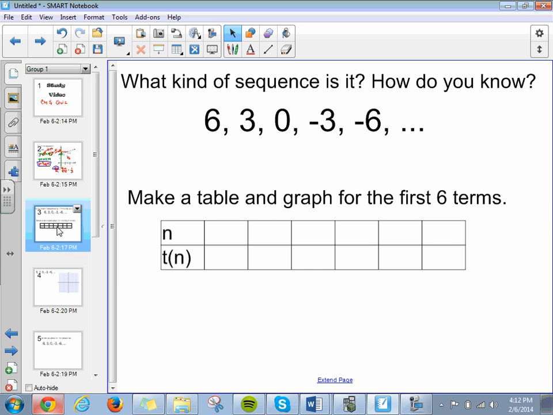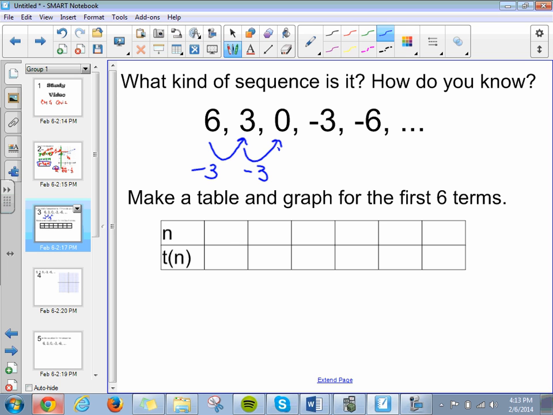Moving on to the next one, here's where we start bringing in some of the newer things from Chapter 5. It says, what kind of sequence is this and how do you know? So for this one, you should look at the sequence and think about, well, what's happening? How do I get from 6 to 3? And then how do I get from 3 to 0? We find out that we can subtract 3, and we'll see that that pattern continues. With this one, we know that we have an arithmetic sequence.